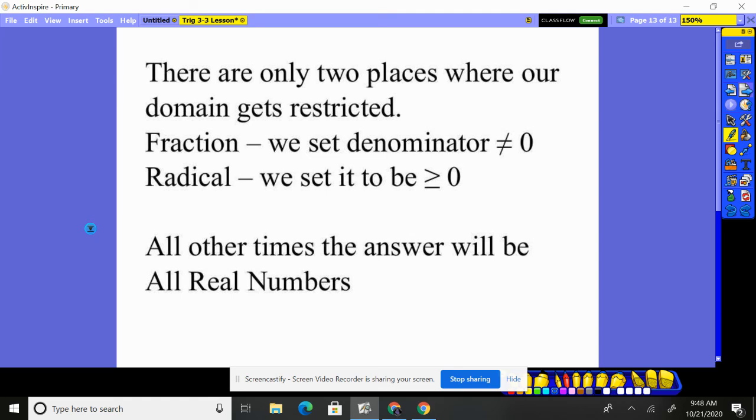Very simple. If it's a fraction, the bottom can't come out to be 0. If it's a square root, hey, you got to stay bigger than or equal to 0. Those are the only 2 things we have to worry about. Just don't get them backwards. Just think it through.